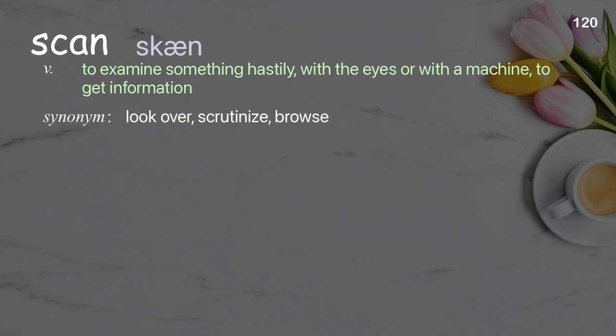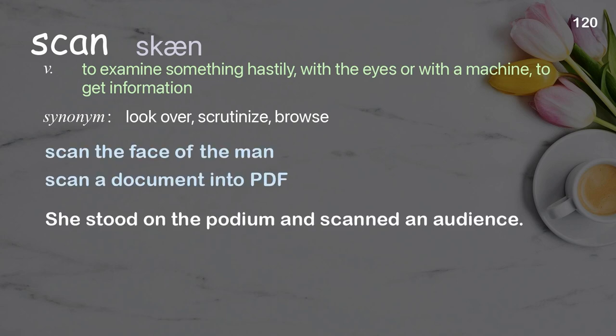Scan. To examine something hastily, with the eyes or with a machine, to get information. Examples: scan the face of a man. Scan a document into PDF. She stood on the podium and scanned an audience.